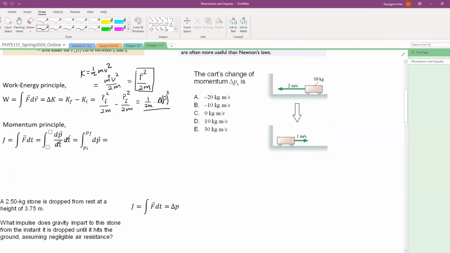And this is 1 times dp, so you have a definite integral from the initial momentum to the final momentum, and you will end up here with basically just p from final to initial, which is final momentum minus initial momentum, that is equal to the change in momentum.